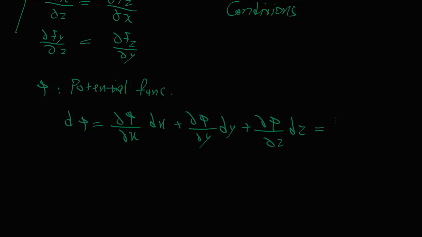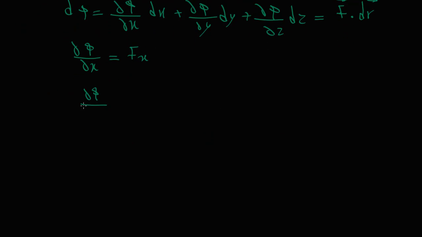This is the definition of the potential function: we want to find a function whose differential is equal to F dot dr. This is going to be fx dx plus fy dy plus fz dz. To find the phi function, the derivative of phi with respect to x should equal fx, the derivative of phi with respect to y should equal fy, and the derivative of phi with respect to z should equal fz.